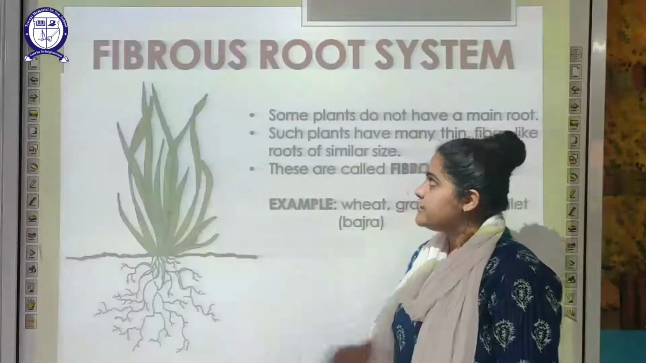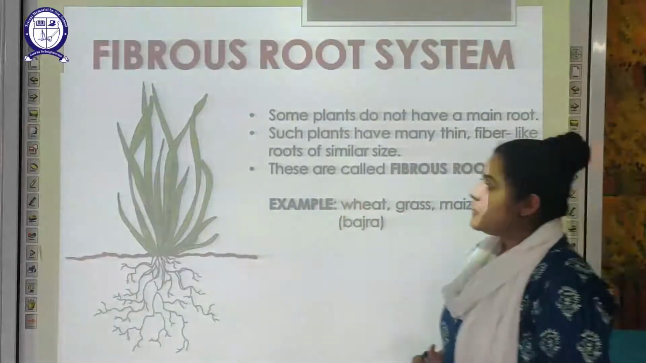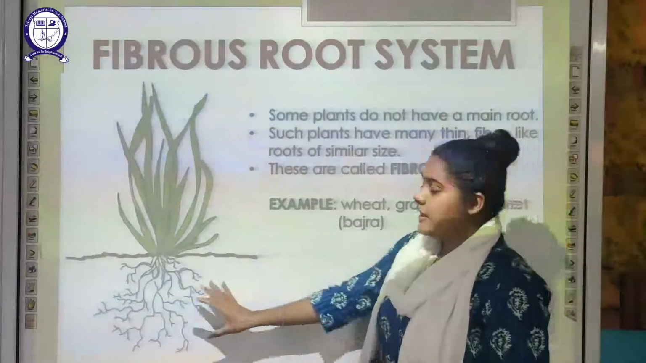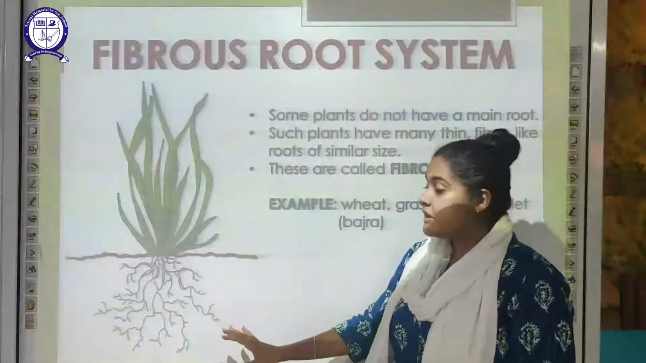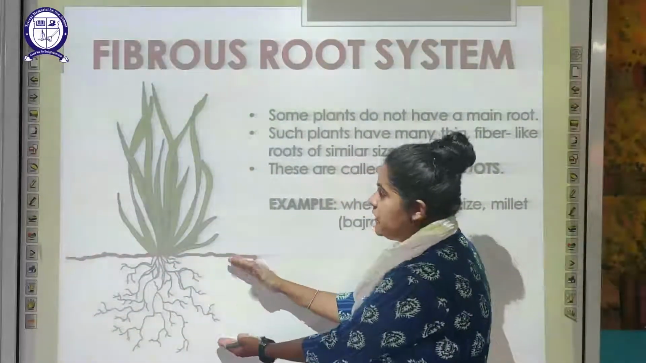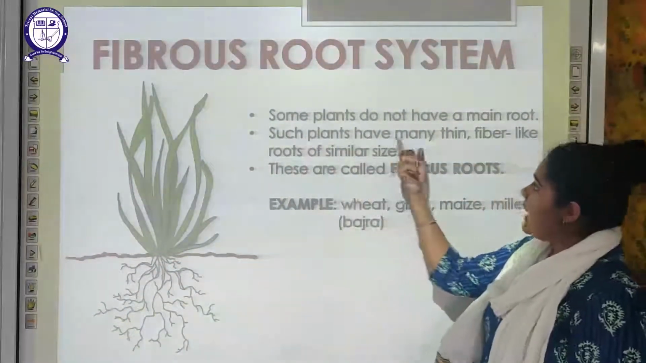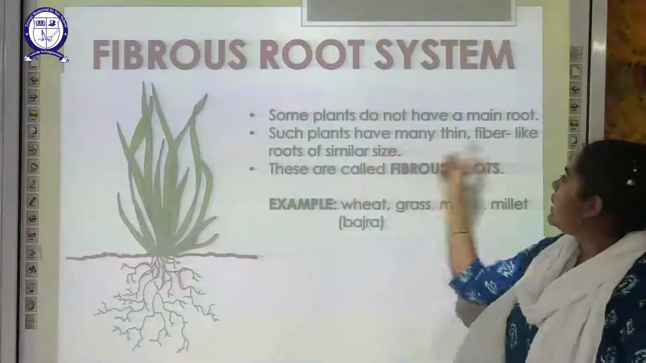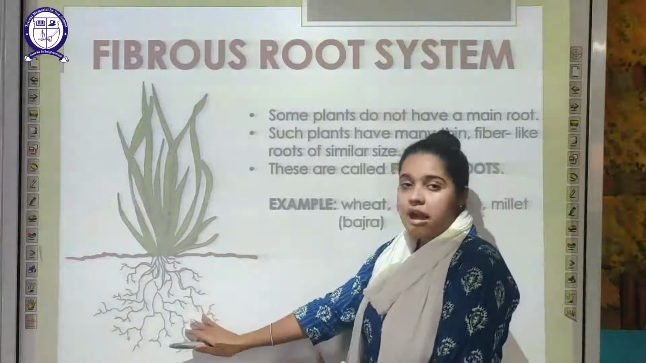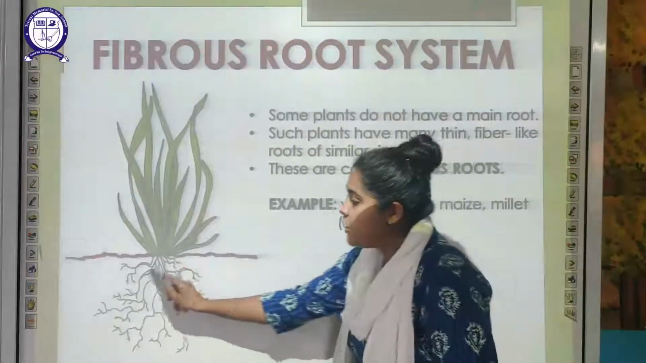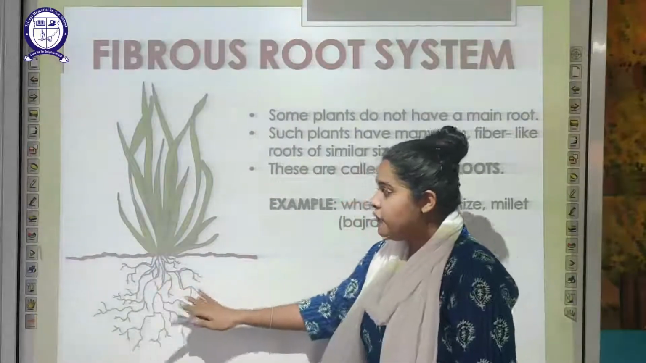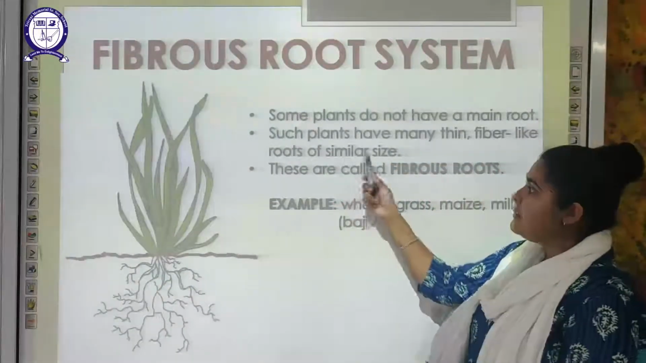Let's move on to the fibrous root system. Here, there are some plants which do not have a main root. As you can see here, there is no main root. You cannot see any main root here. Such plants have many thin, fiber-like roots of similar size. As they do not have a main root, they have many thin fiber-like roots coming out, and they are of equal size.